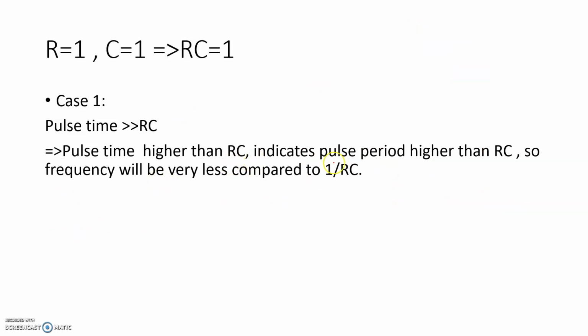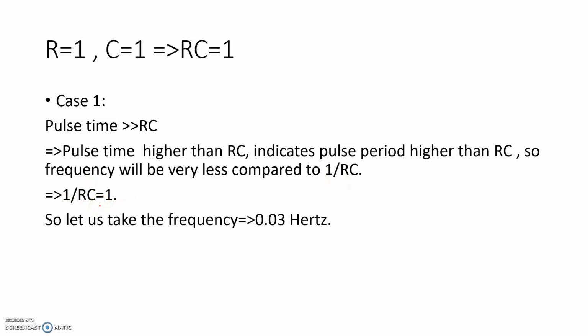Pulse time higher than RC indicates pulse period higher than RC, so frequency will be very less compared to 1 by RC. So 1 by RC for this particular discussion is equal to 1. So let us take frequency as 0.03 hertz, which will ensure this condition, that the frequency of our square waveform is very much lesser than 1 by RC, because 1 by RC is 1 and 0.03 is very much lesser than 1.